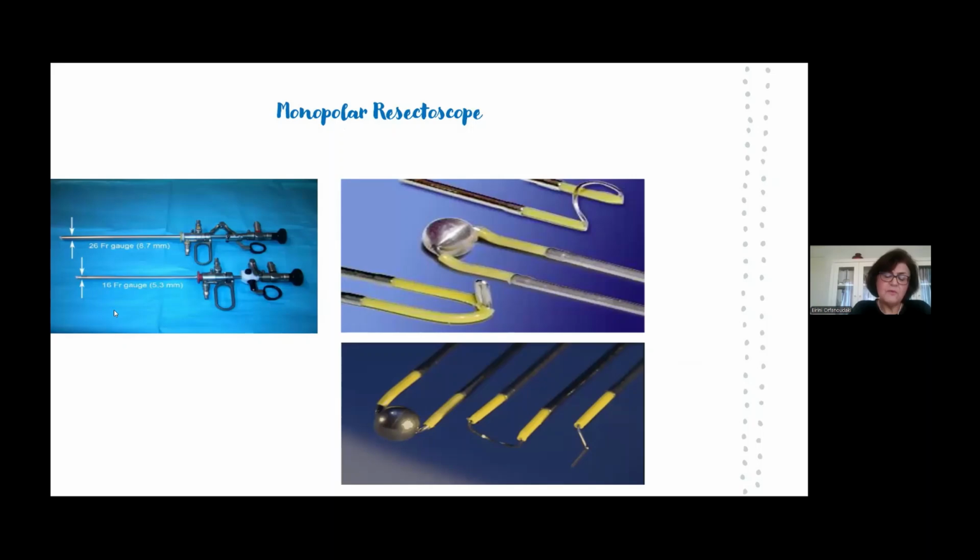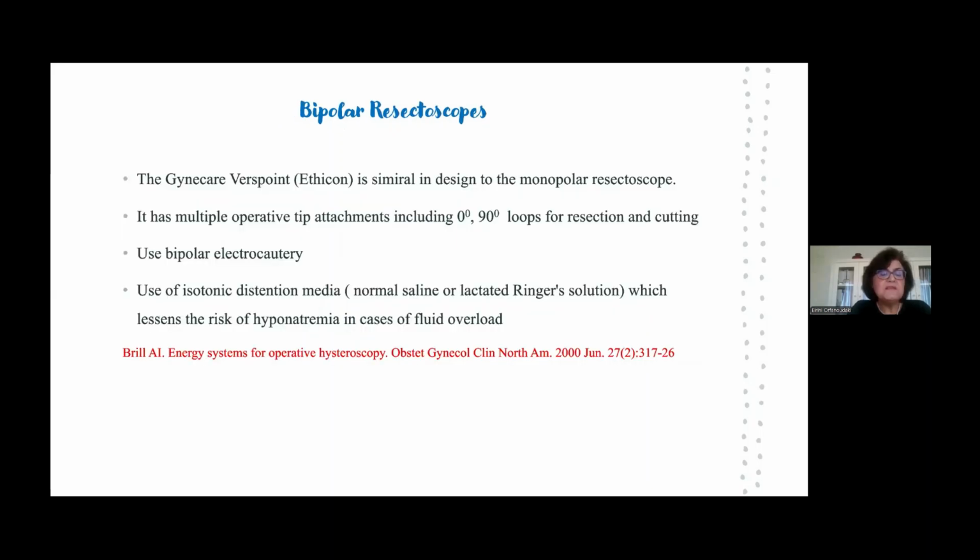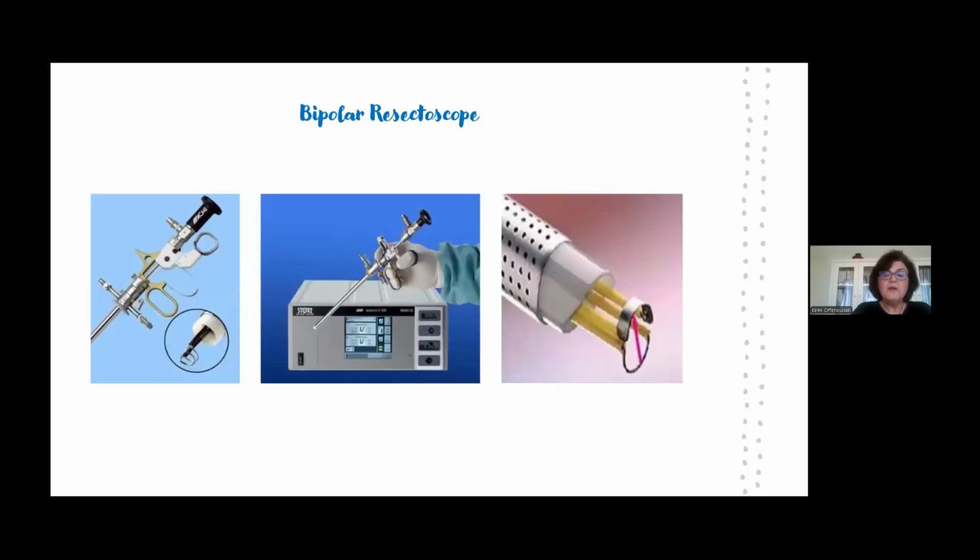Here is the difference of bipolar resectoscopes. The Gynecare VersaPoint by Ethicon is similar in design to monopolar resectoscopes. It has multiple operative tip attachments, including 0-degree and 90-degree loops for resection and cutting, uses bipolar electrocautery, and uses isotonic distension media like normal saline or lactated Ringer's solution, which lessens the risk of hyponatremia in cases of fluid overload. Bipolar resectoscopes.